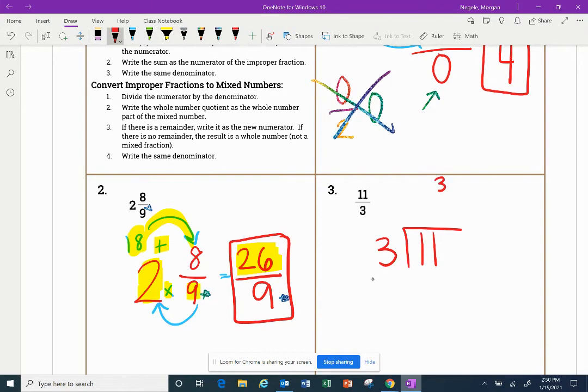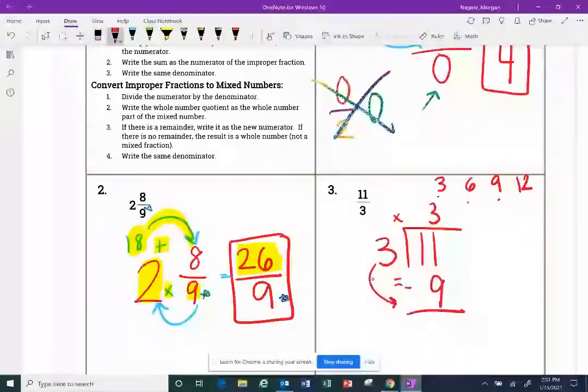Here we go, 3, 6, 9, 12. Okay. So 12 is larger than 11. 12 is greater than 11. So that's not going to work. I think the closest I can do is if I multiply 3 times 3 and get 9. 3 times 3 equals 9. 11 minus 9 is 2.